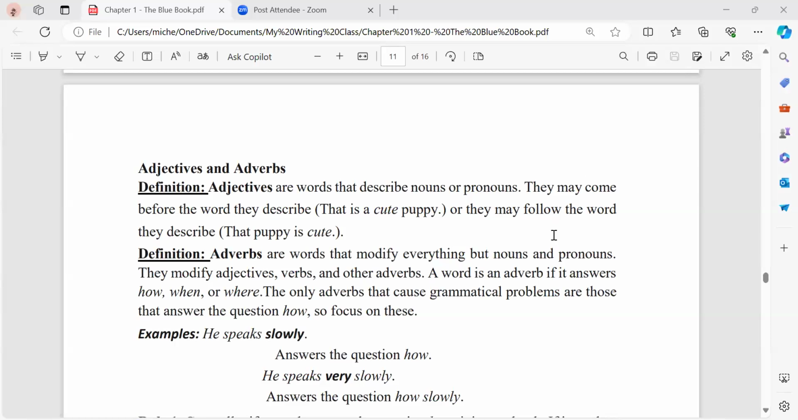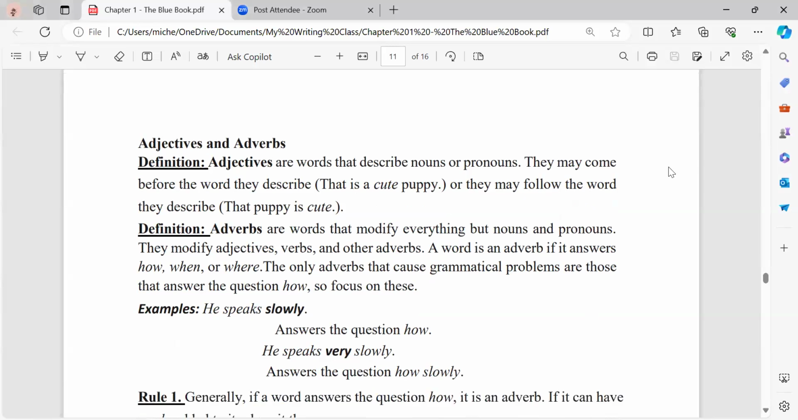So once again, good morning, everyone. Today we are going to learn about adjectives and adverbs. And after this week, I'm going to give my writing examples after learning the first chapter of this one.